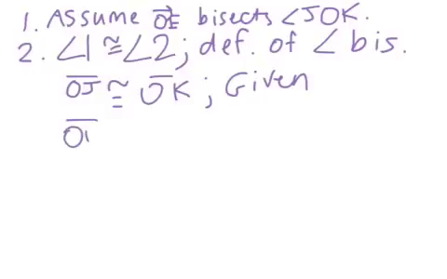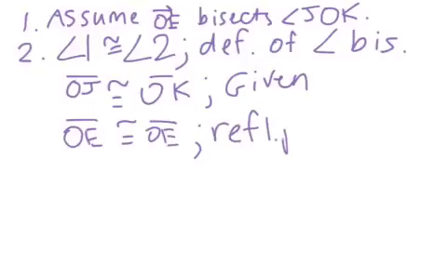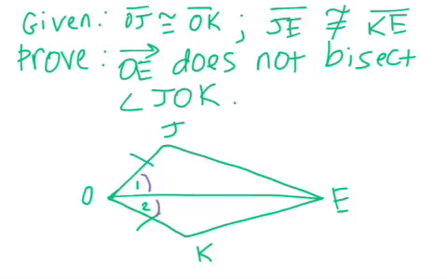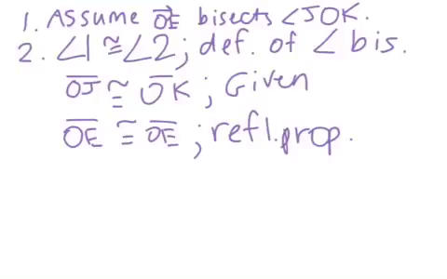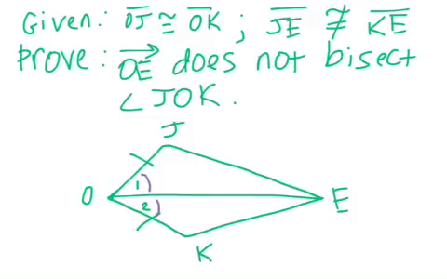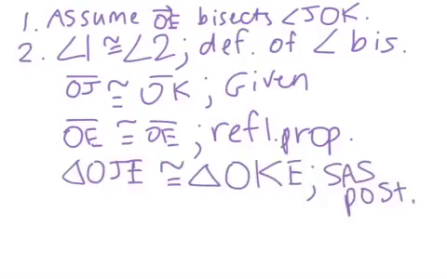And then, by the reflexive property, we can say that segment OE is congruent to itself, segment OE, by the reflexive property. Now, if you look here, then you have angle 1 congruent to angle 2, segment OJ congruent to segment OK, and we also have segment OE congruent to segment OE. Now, if you notice, angle 1 and angle 2 are included angles. So, we can prove triangle OJE and OKE congruent by the SAS postulate.